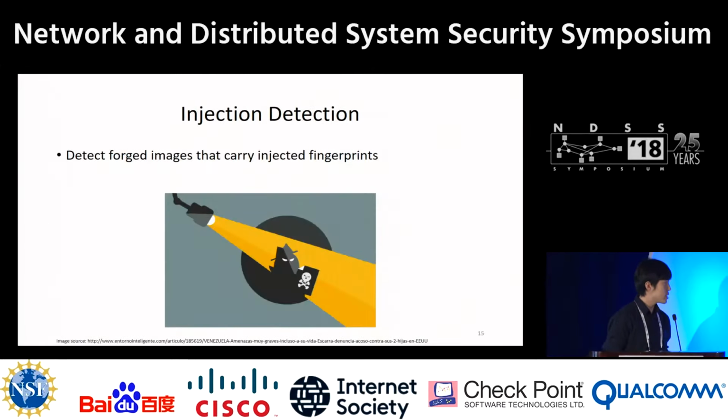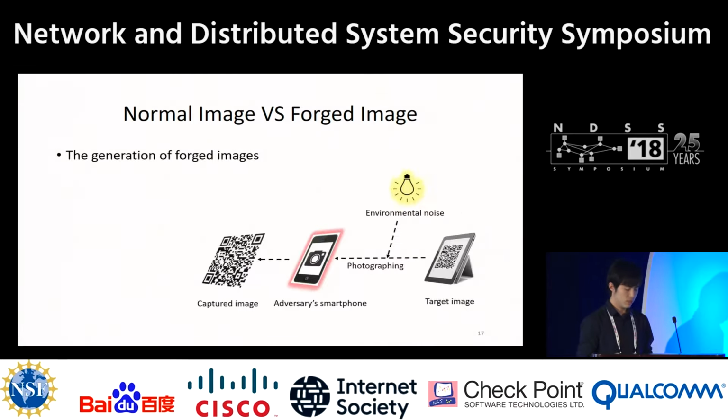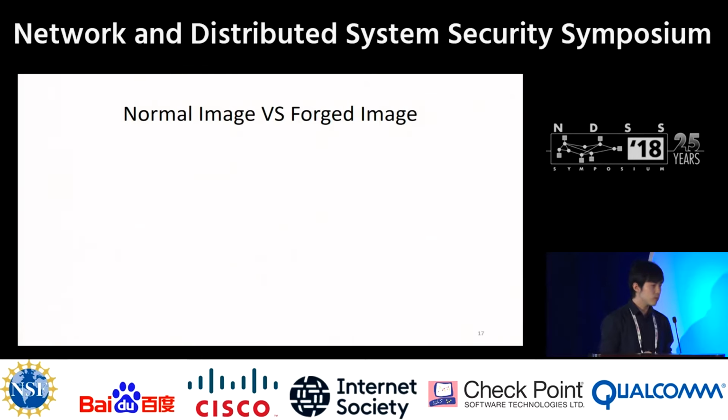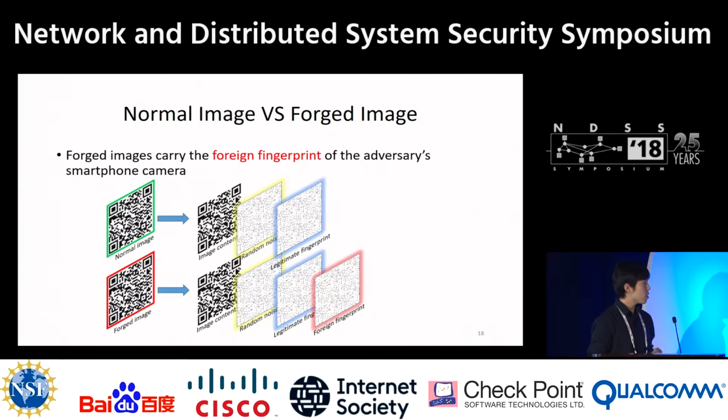So how can we defend against this attack? We need to detect the forged images that carry injected fingerprints. So let's take a look at what's the difference between a normal image and a forged image. A normal image simply contains the environmental noise and the fingerprint of the legitimate user's camera. But to generate a forged image, there is an extra step of fingerprint injection involved. So the result is that the forged image carries the fingerprint of both the user's camera and the adversary's camera. So by detecting the extra component in the forged image, we can detect the injection attack.